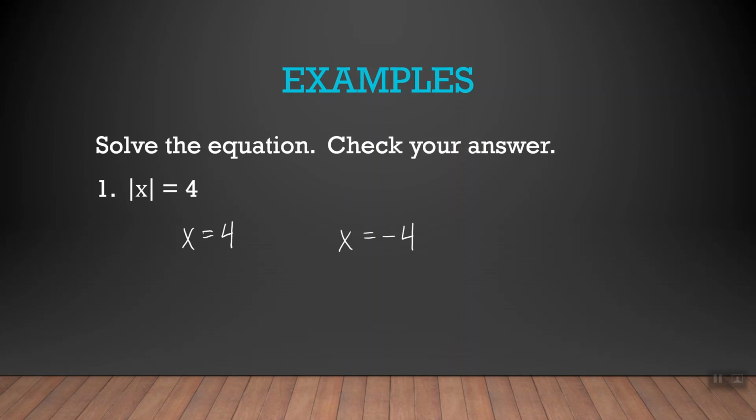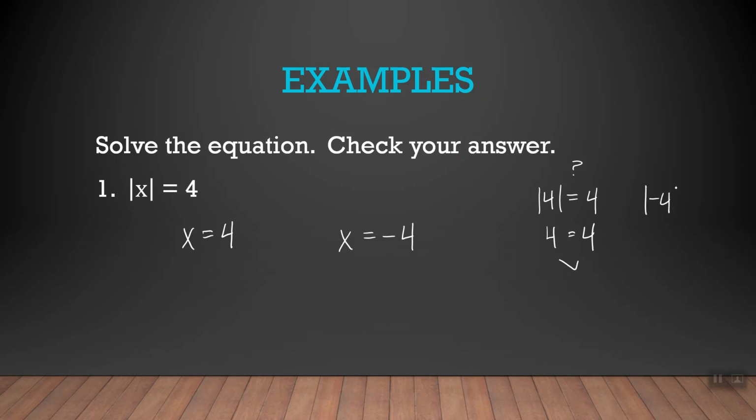And we're going to check our answer. So I'm going to take the original problem and I'm going to plug both answers back in and make sure that they both work. If I take the absolute value of 4, do I get 4? Remember, when you check, you're kind of like asking this question. Yes, the absolute value of 4 is 4 and 4 equals 4, so that's true. Now let's try if x is negative 4.